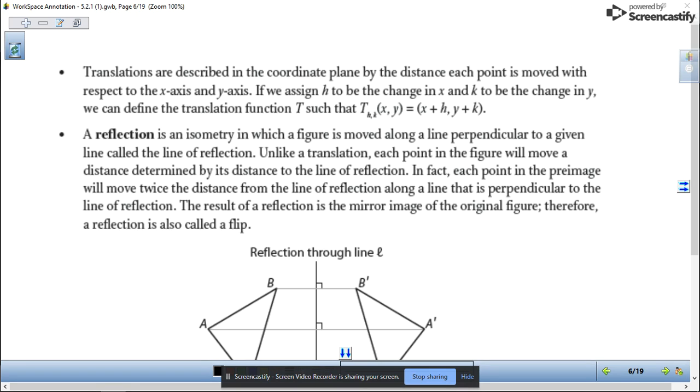Okay. A reflection is an isometry in which a figure is moved along a line perpendicular to the line called the line of reflection. Unlike a translation, each point in the figure will move a distance determined by its distance to the line of reflection. In fact, each point on the pre-image will move twice the distance from the line of reflection along a line that is perpendicular to the line of reflection. Basically, think about it like a reflection is like a mirror.